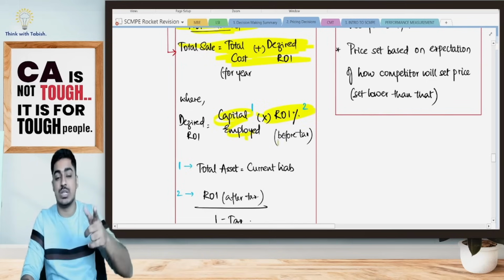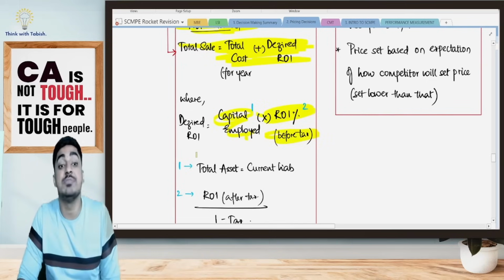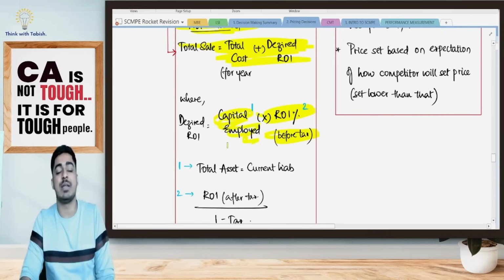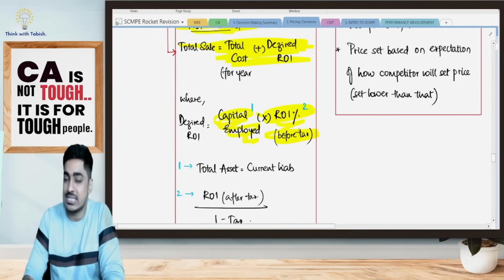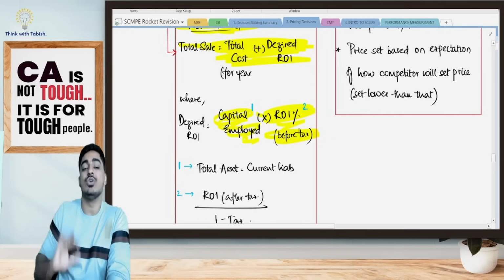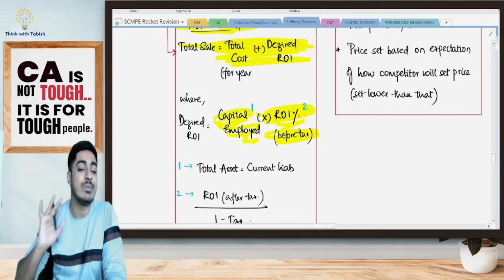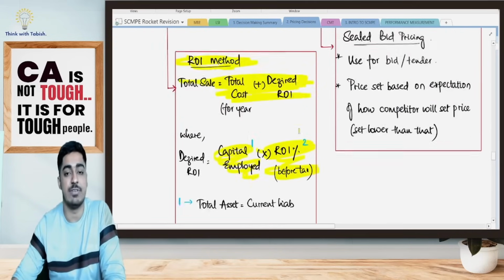But keep it in mind, students, it is my ROI percentage before tax. So how do I get capital employed? Total assets minus current liabilities. How do I get ROI percentage before tax? If after tax is given, you do ROI after tax divided by one minus tax rate. Is it clear, everyone? Yes.